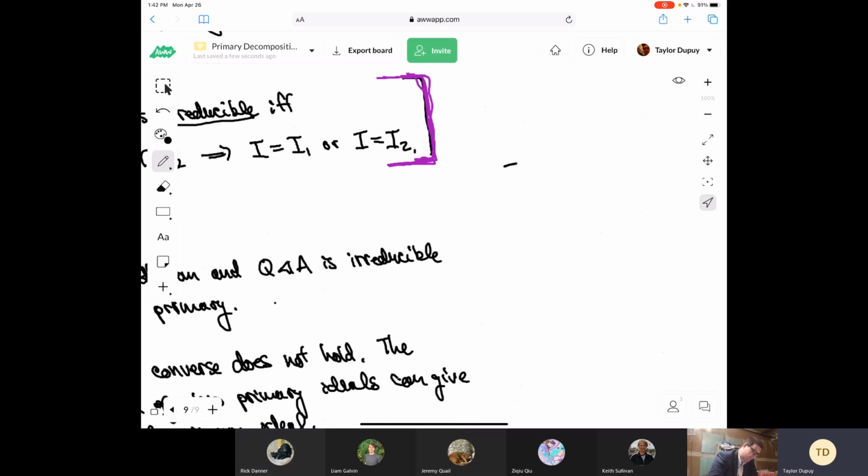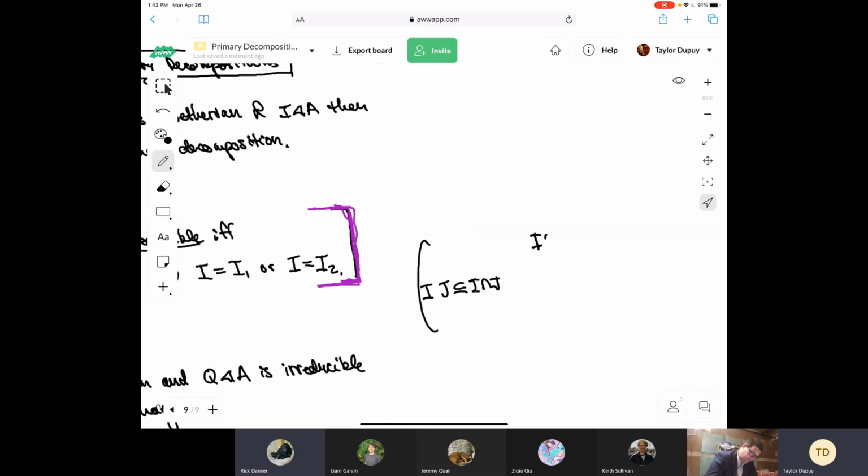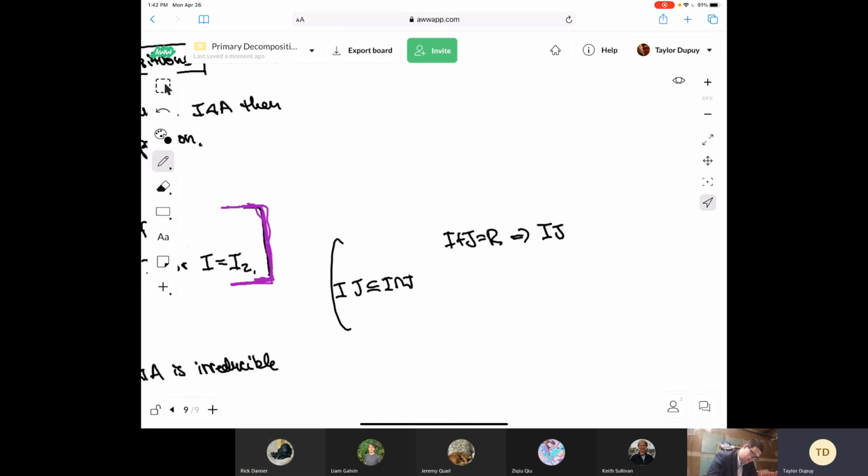I think IJ is contained in I intersect J. I don't remember, but yes, there's an easy containment this way. And then the equality appears in, say, the hypotheses of the Chinese remainder theorem. So I think if you have I plus J equal to R, it's true, where they're relatively prime. I'm like 90% sure that's true, but I would check that.